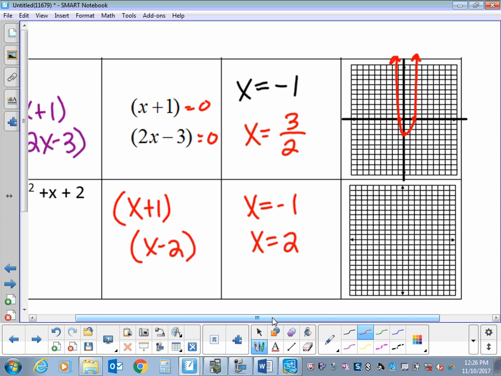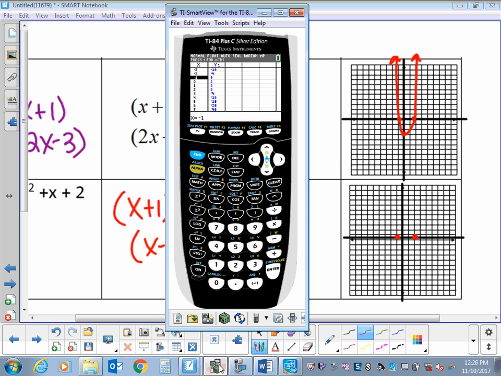Graph it. What does my graph look like? It's going to be upside down. It's a negative.